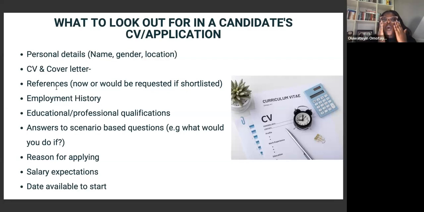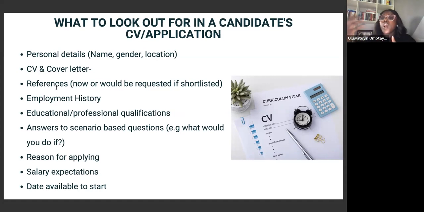Okay, now, what do you look out for in a candidate's CV, or when a candidate has applied to you? What are the things you should pay attention to find great talent? The first thing, of course, this is a no-brainer. Anybody sending a CV should know that it would carry their personal details, their name, their gender, if it is required. Some people like to request for specific genders so that they can have gender balance in their company or in their organization. Okay, and also location.